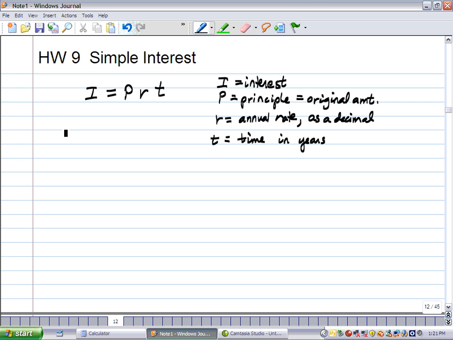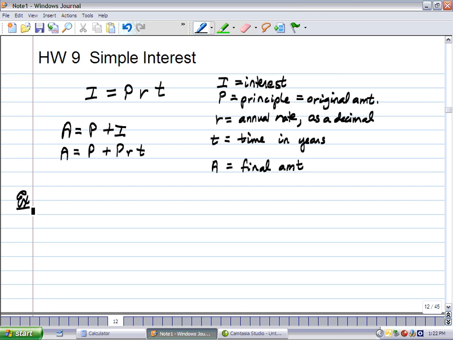Now, if you take the original amount and add it to the interest, you get your final amount. So that's the same, P plus PRT. So you can find the final amount by adding them. Some problems will ask you just for the interest, and some will ask you for the final amount. So let's look at an example.